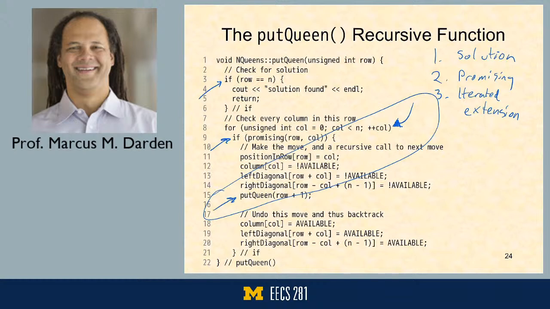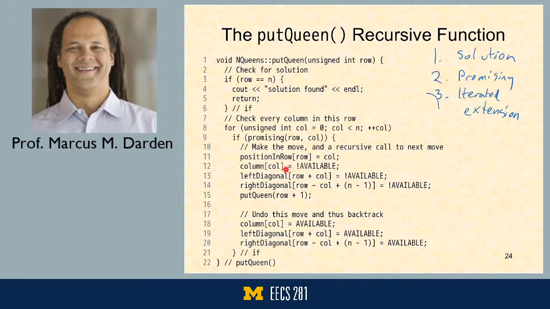It's not the easiest to read with arrows. So you see that I've determined that in line 9 that this current attempt is going to be promising. I don't come inside the conditional at 9 to hit lines 11 through 20 unless this is promising. If it's promising, that means that the column and both the diagonals are available. What I want to do to move forward is say, okay, let's put a queen there, but make sure that those column and diagonals are no longer available.